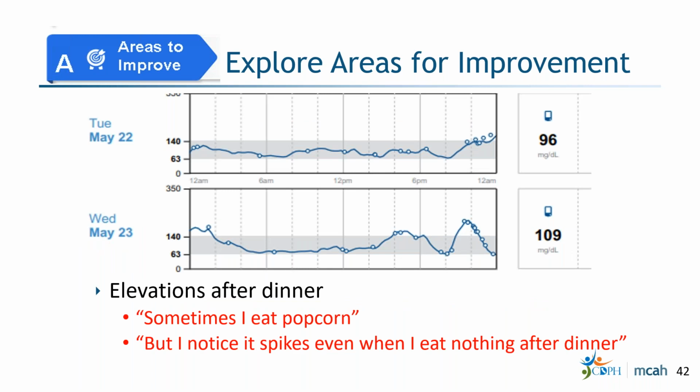In here, I picked these out because we know that there's some elevations after dinner. And so, yes, I pointed this out earlier on the 23rd that she scanned a lot. She got it down quickly. So that was certainly the silver lining of it. But let's still talk about, what's the why there? Why is that happening? She says sometimes she is eating popcorn. But she also notices sometimes she feels like it spikes even when she's not eating after dinner. So that may indicate that she needs a little bit more insulin with her dinner, perhaps.